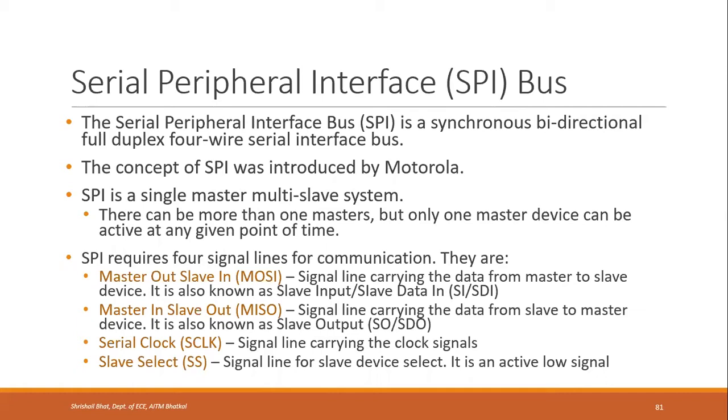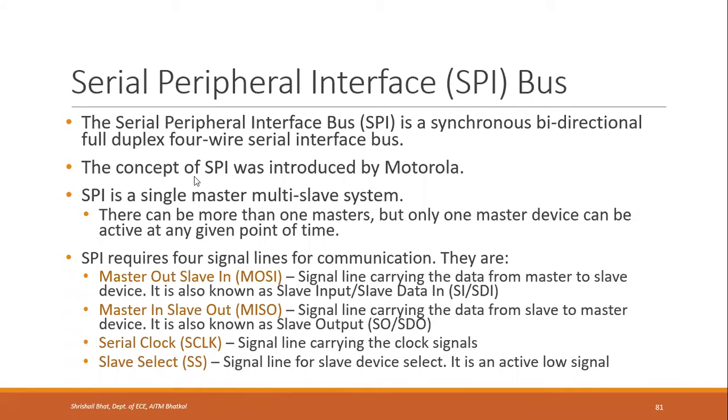The main difference is that it is a full duplex interface bus. I2C was half duplex, whereas this is full duplex, because communication in both directions is possible at the same time. Because we have four wires here, four dedicated lines for communication in both directions. That's why it is a full duplex model.